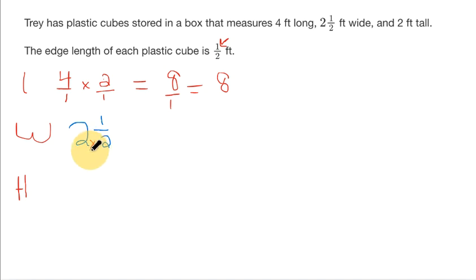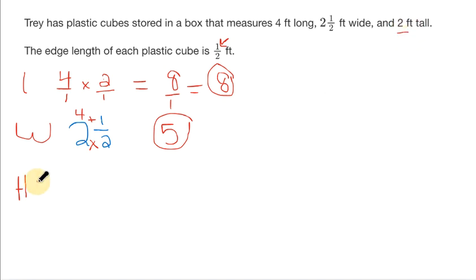So I'm going to take my denominator and multiply it by the whole number. So 2 times 2 is 4. And then I'm going to add that to my numerator, and that gives me 5. So that numerator is going to be how many cubes wide it is. So those are the length and the width. And then 2 feet tall.